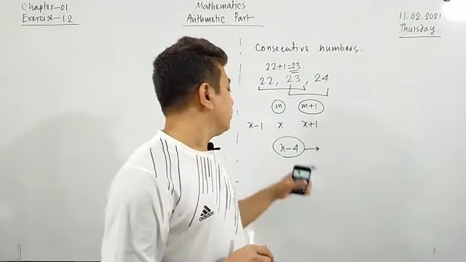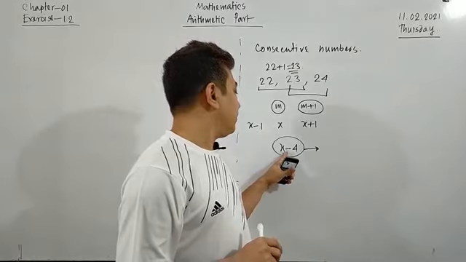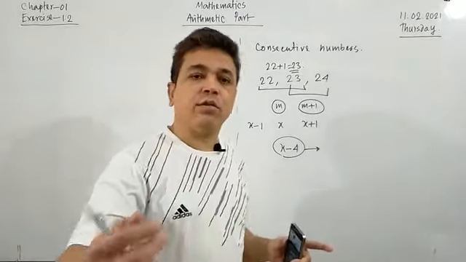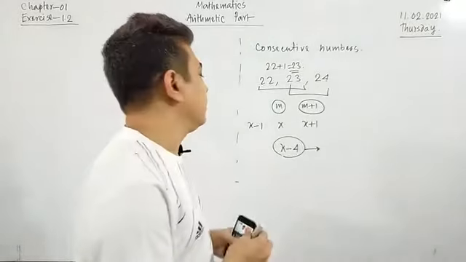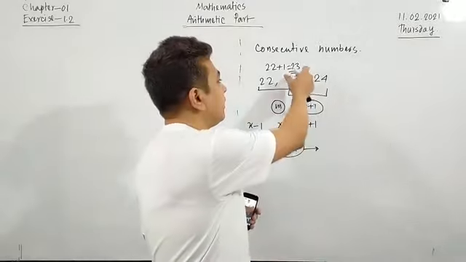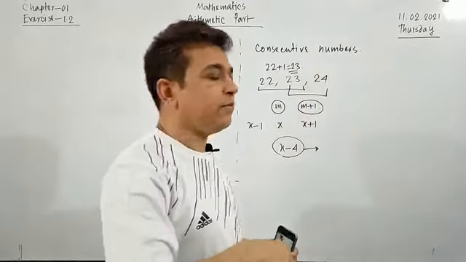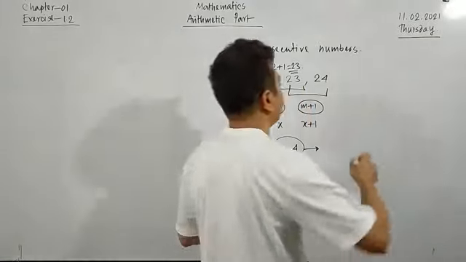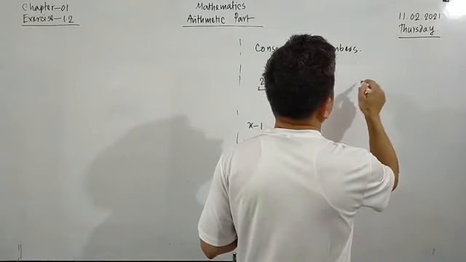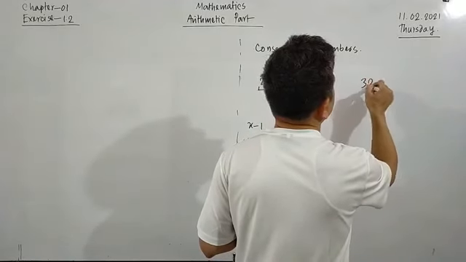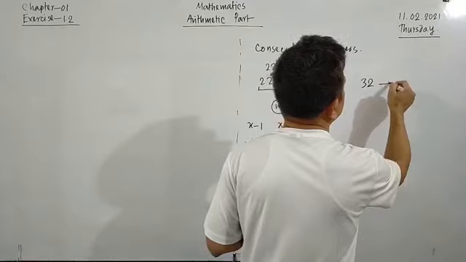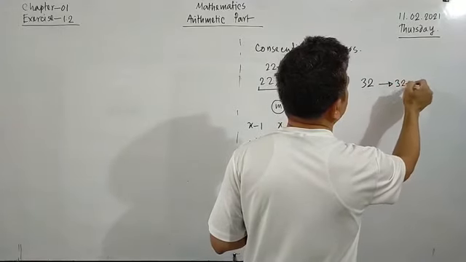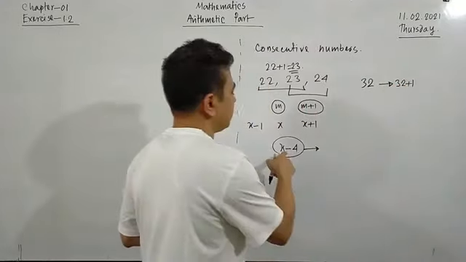Okay, so write in the comments: if the first number is x minus 4, what will be the next number? You have to understand this. We started with a number. For example, I have written 32. So the next number should be 32 plus 1.